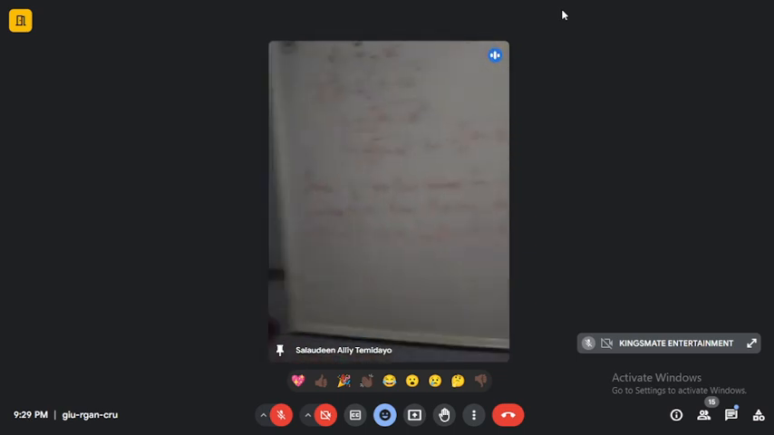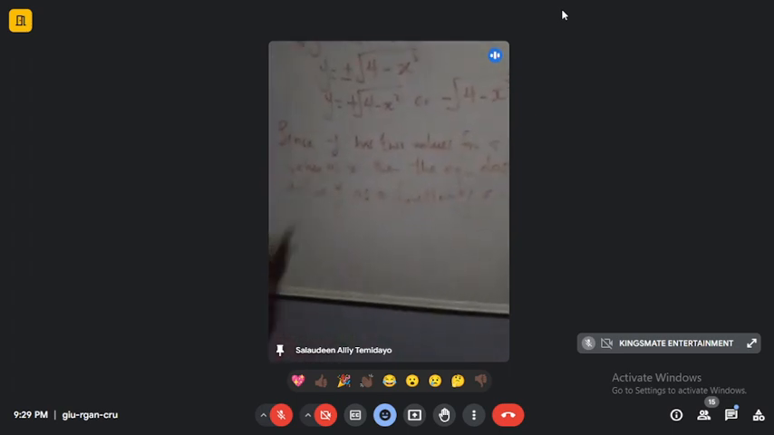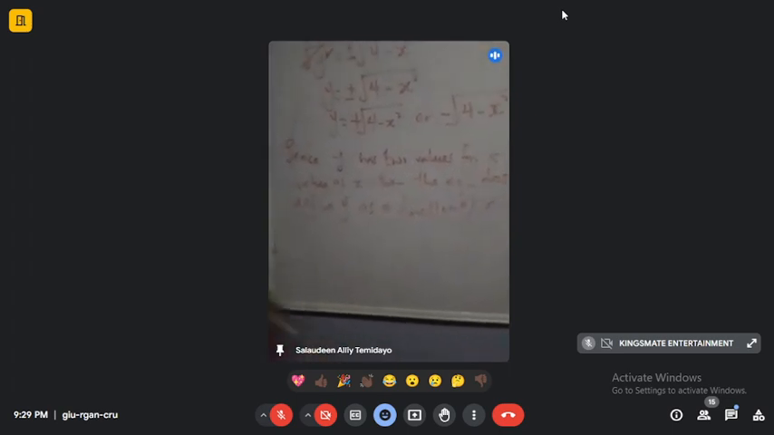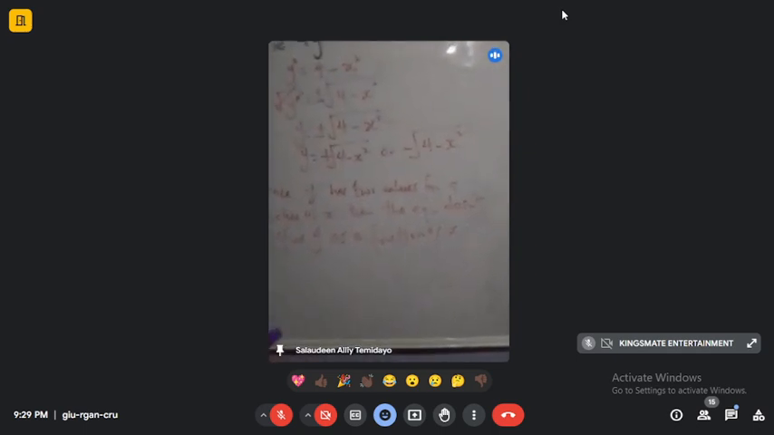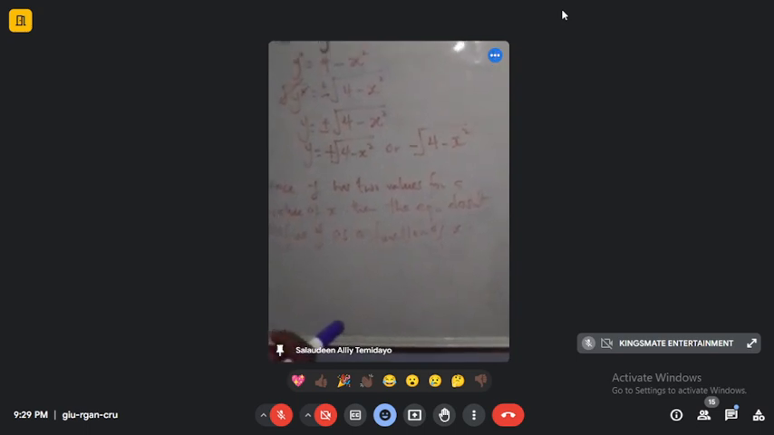Two different answers means y has two answers for one value of x, which is not supposed to be. So as y is having two answers for one value of x, we say that y is not a function of x. Do you get that? Is there anyone that's getting that?